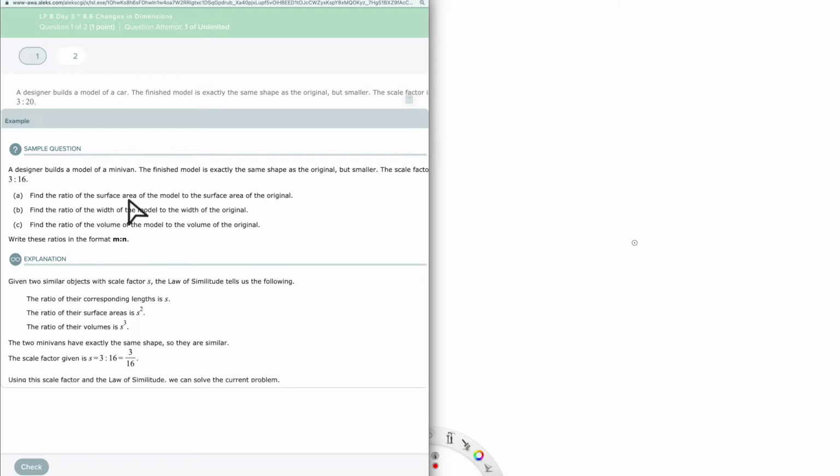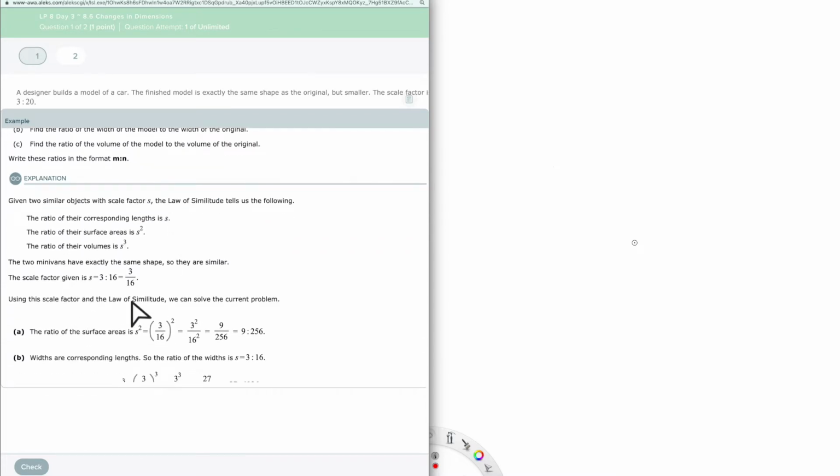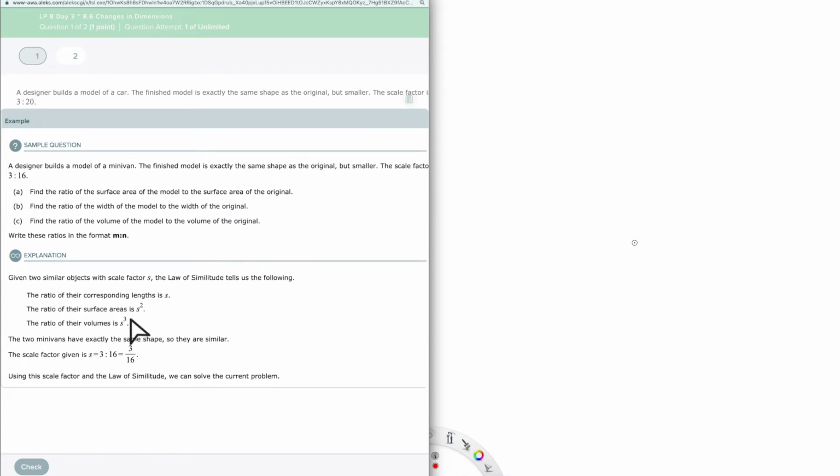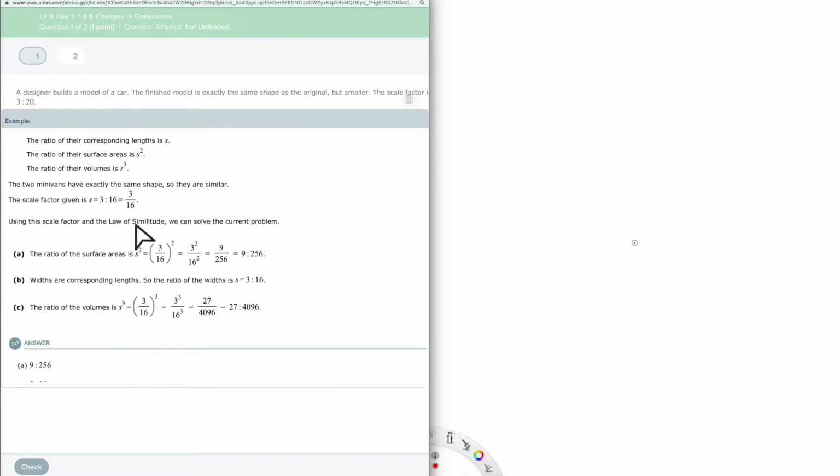So find the ratio of the surface area of the model to the surface area of the original, then the width of the model and the width of the original, the volume of the model and the volume of the original. So they want us to go through and look at the idea of how we use scale factor based on changing from length to area to volume. So we're going to look at that. And this is called the Law of Similitude. I hope I'm saying that right.